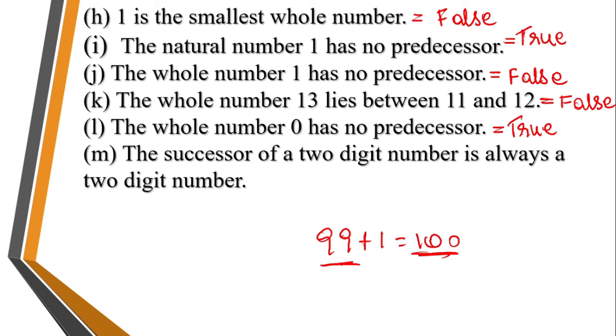So there is an exception for 99. The successor of a 2-digit number, which is 99, is a 3-digit number. So 99's successor is 100. So 100 is a 3-digit number and 99 is a 2-digit number. So here if they would say except 99, then the statement would be true. Now this is false, right? So there is an exception for 99. So sometimes it may be a 3-digit number for 99, right? So this is false.